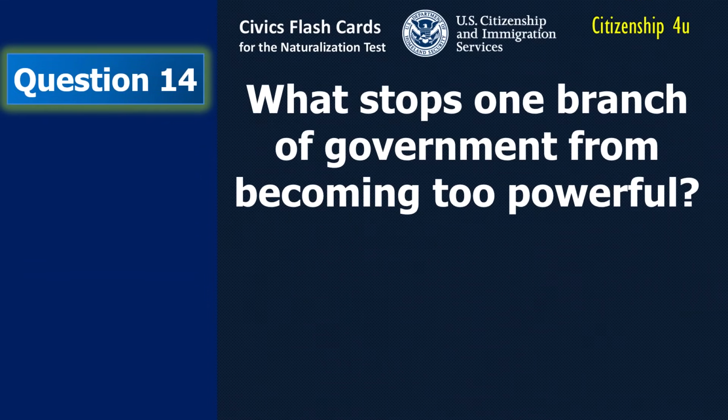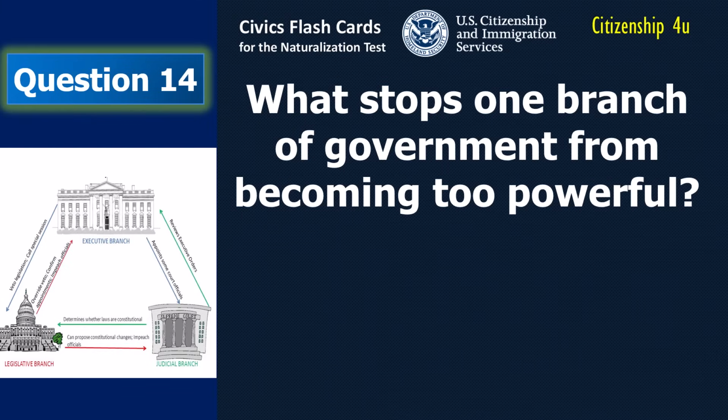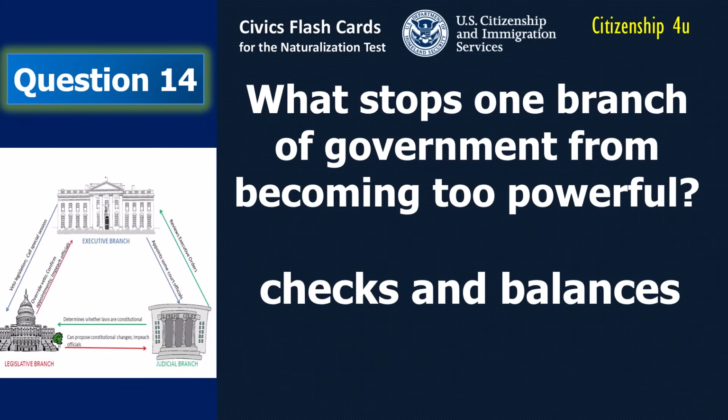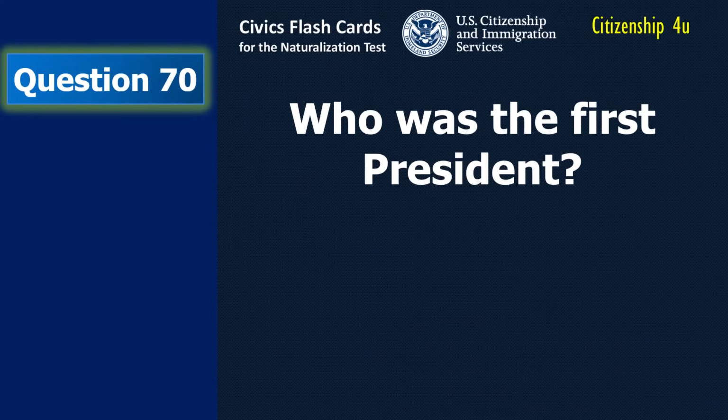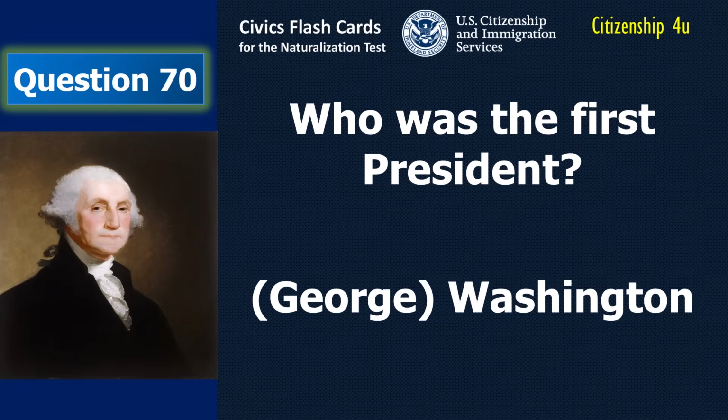What stops one branch of government from becoming too powerful? Checks and balances. Who was the first president? George Washington.